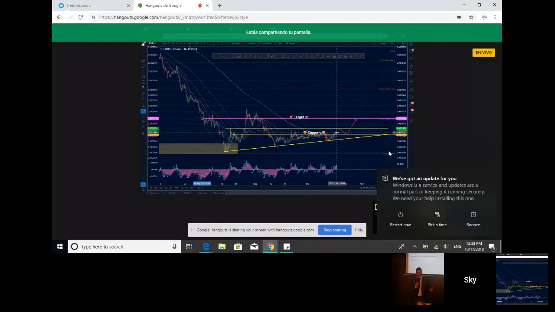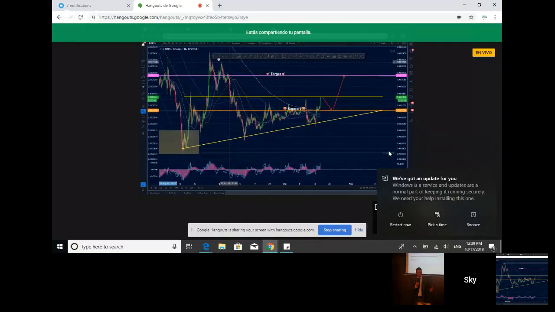As a stop loss for Icon, I prefer to use the stop loss under the 1,000 level, because this will mean something. If we break the 1,000 level, we will probably go lower. So until now, the stop loss under the 1,000 level will be good for Icon.